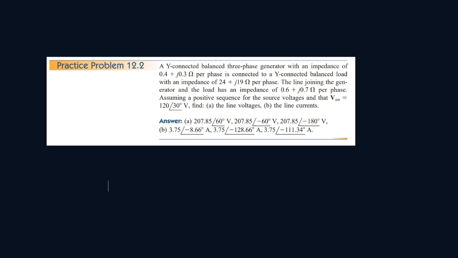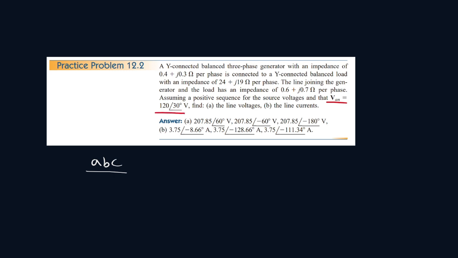Okay, so for this circuit, we have a Y-connected balanced three-phase generator with an impedance of 0.4 plus 0.3j ohms per phase, and it's connected to another Y-connected balanced load with the following impedance per phase, and the line joining the generator and the load has another impedance of 0.6 plus 0.7j per phase. We assume it's a positive sequence, so it's an ABC circuit. And the value we're given is VAN.